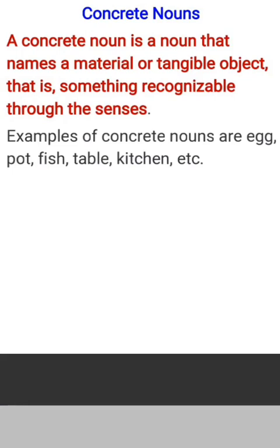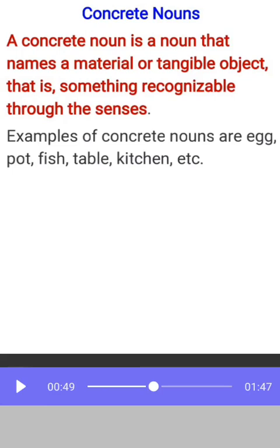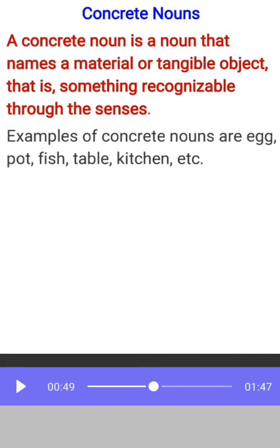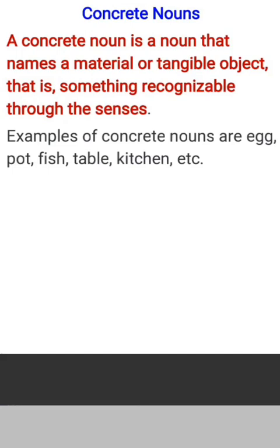Then kitchen is a material object. And so egg, pot, fish, table, kitchen, they are material objects or substances. And so they are referred to as concrete nouns. Names of things that are material, that exist as objects, you can touch them, you can see them, they are concrete. Concrete means material and tangible, it exists.